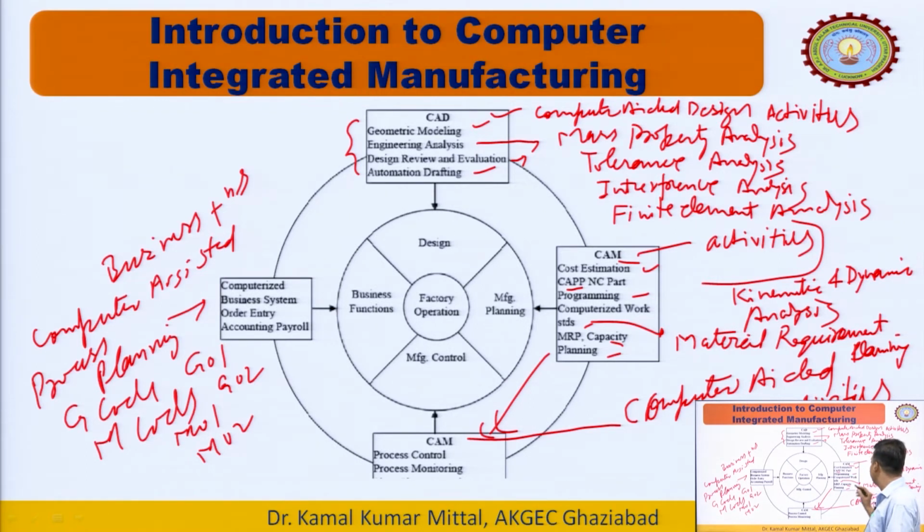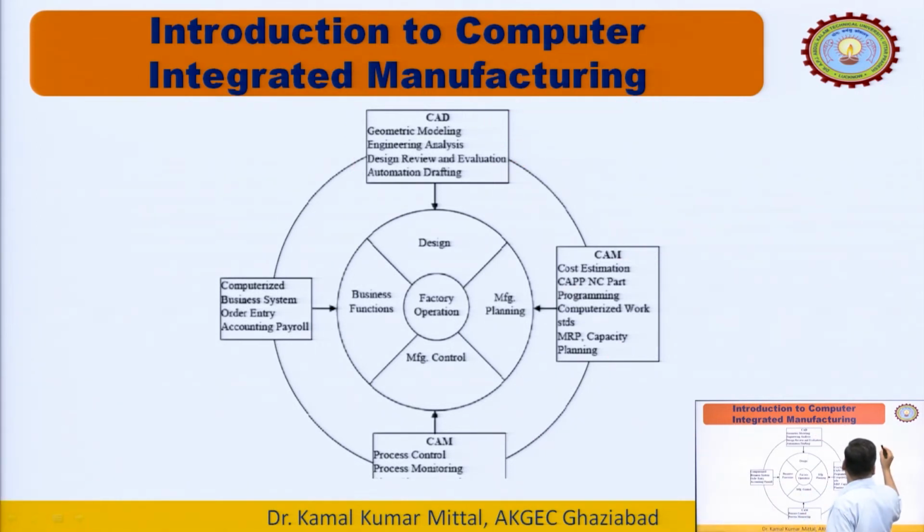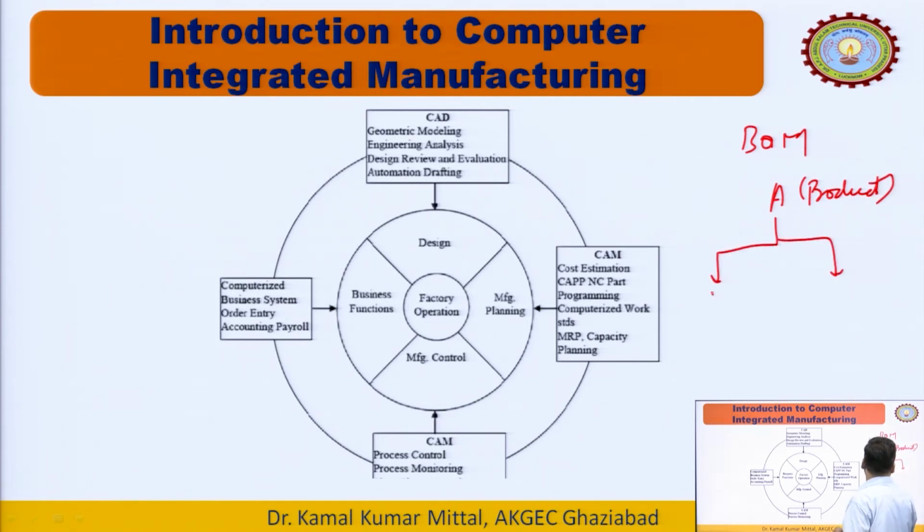Then one term comes, bill of material, that is BOM. Bill of materials shows the complete subcomponent requirement for an end product. Suppose this is a product, the end product is there, and B, C are subcomponents.